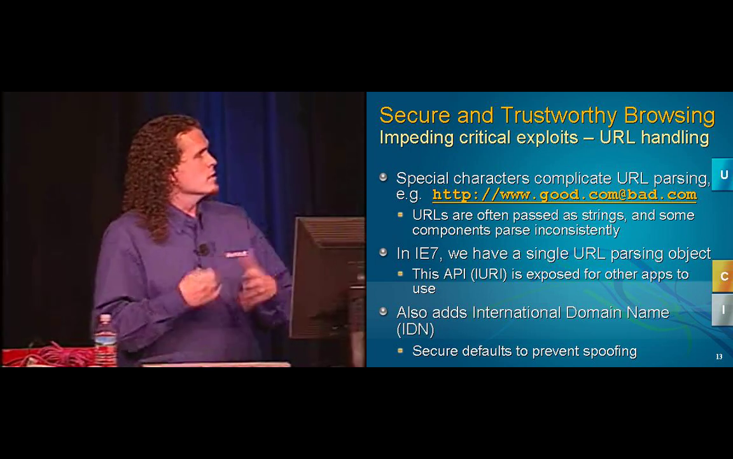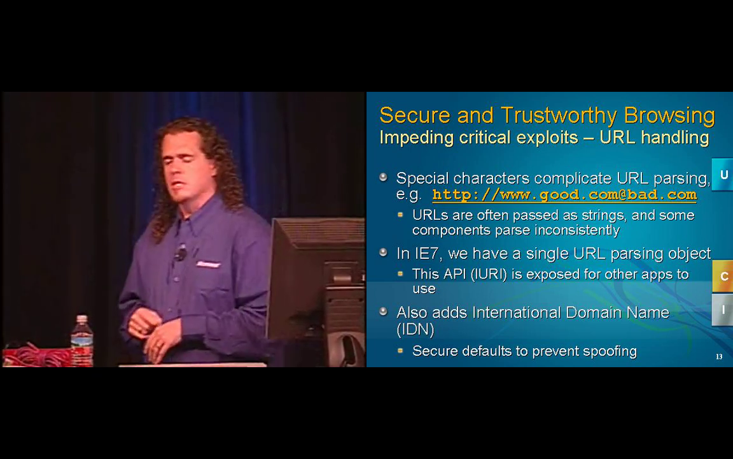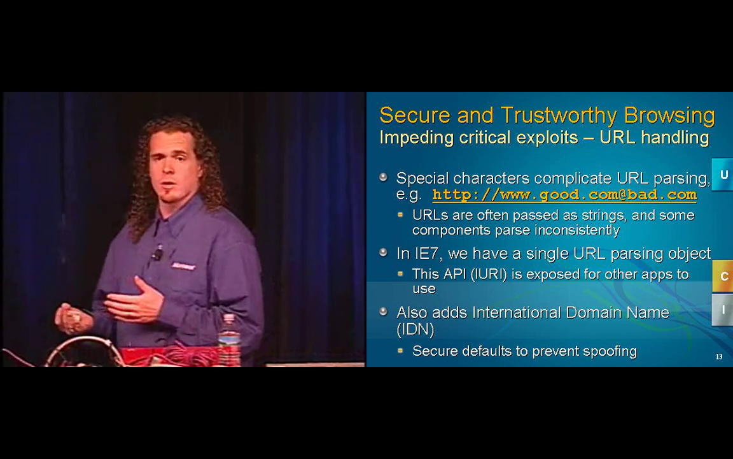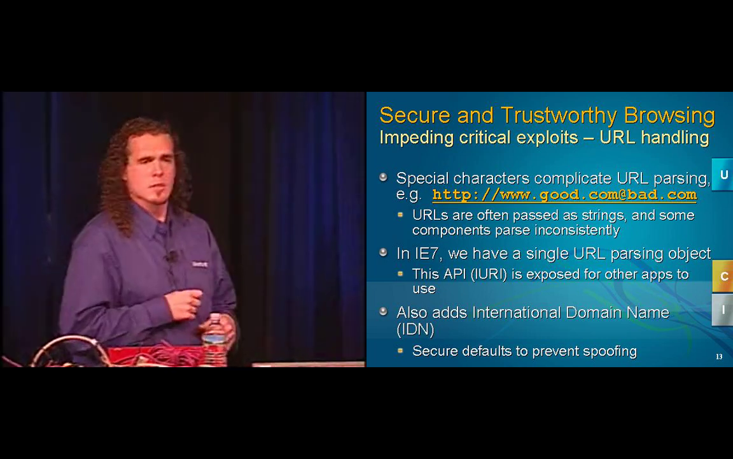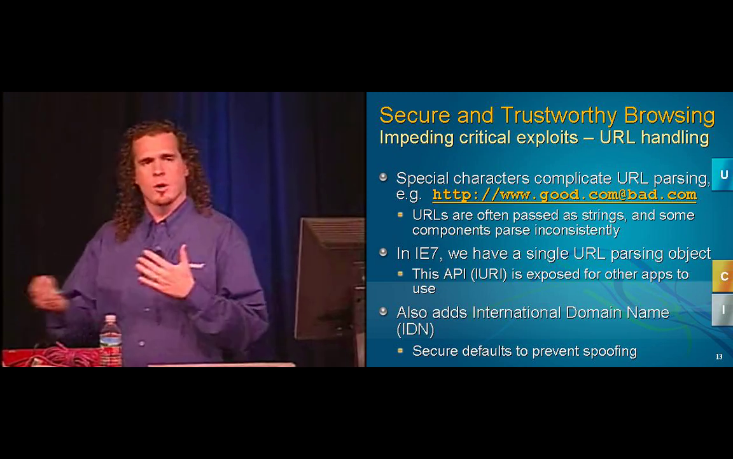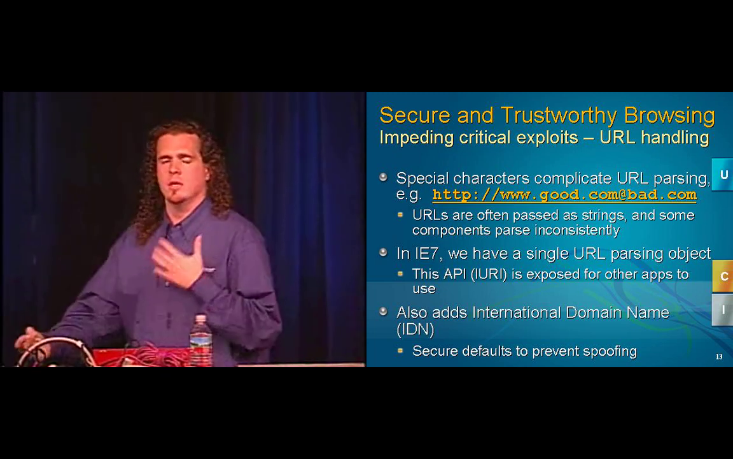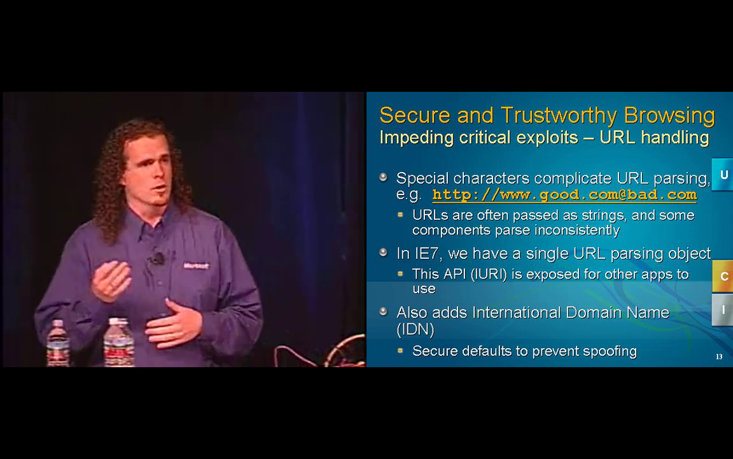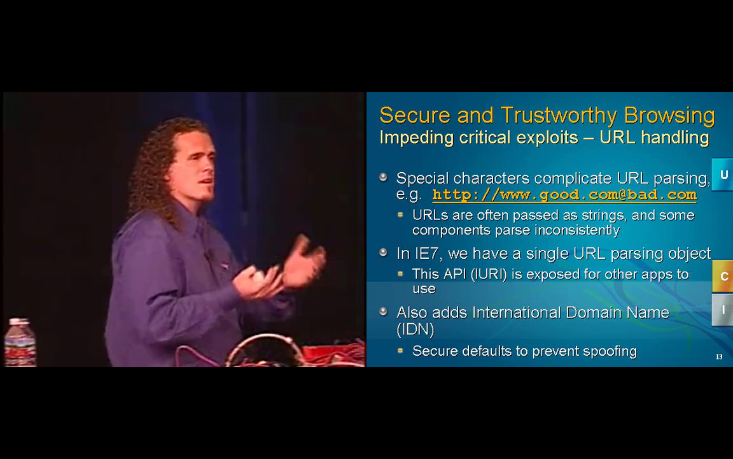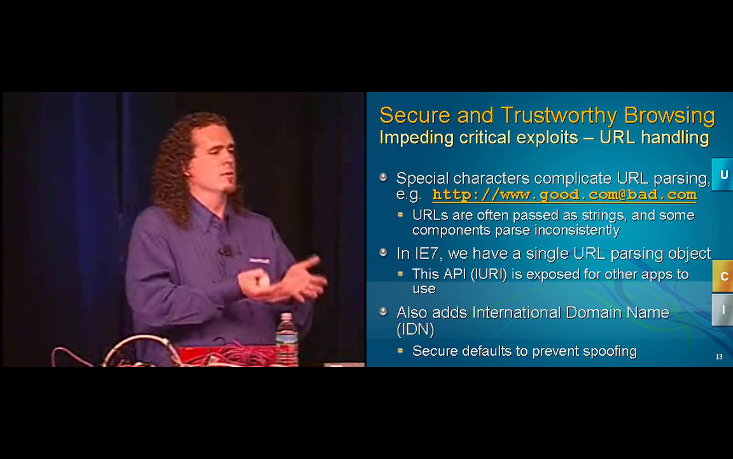So one of the first things is that special characters cause problems in URL parsing. And today, URLs are often passed as strings inside our system in IE6. And some of the components of IE6 will actually parse them inconsistently with each other. So in IE7, we created a single URL parsing object. And even that, it's kind of okay. So obviously, you would think you would do that today.